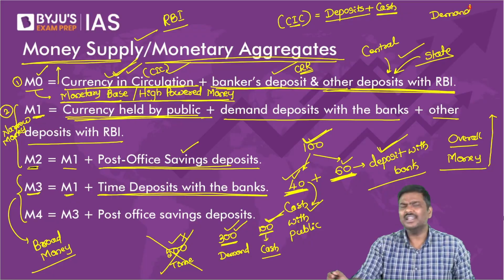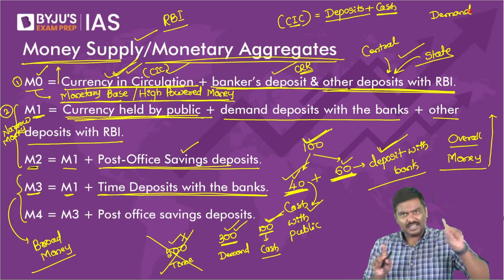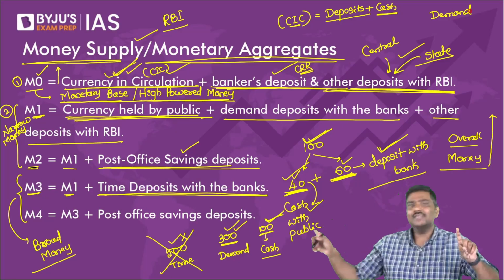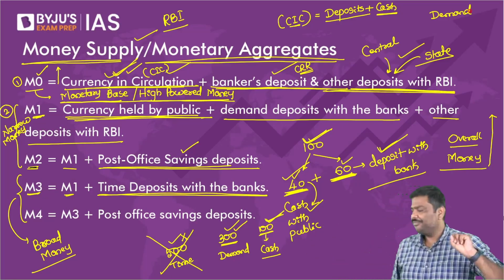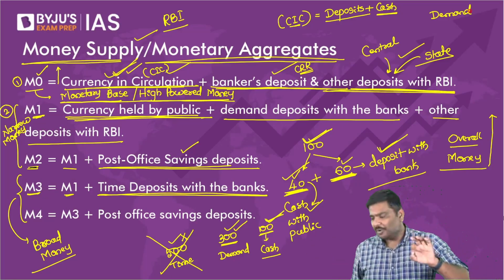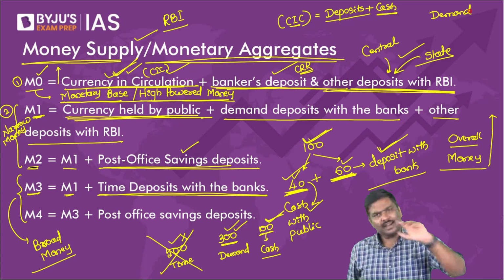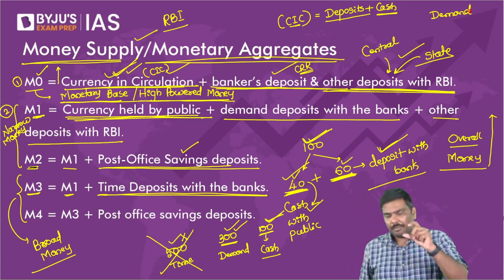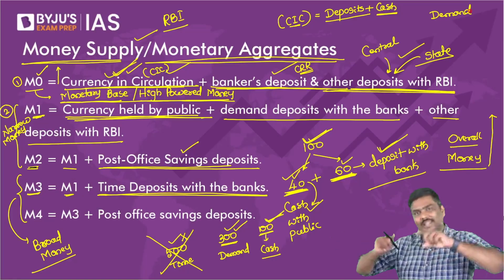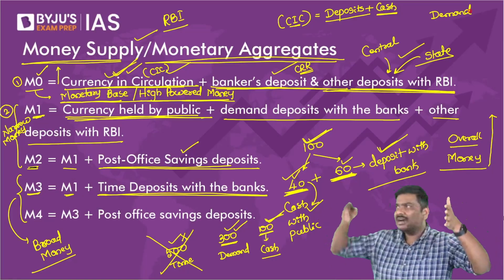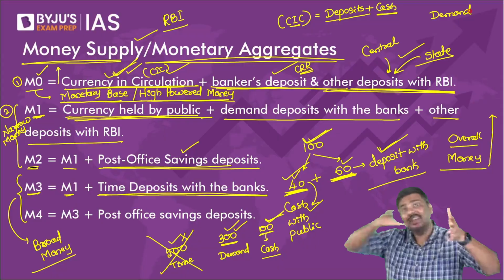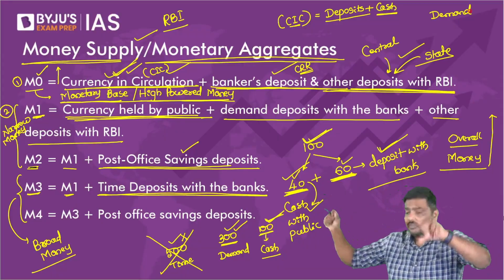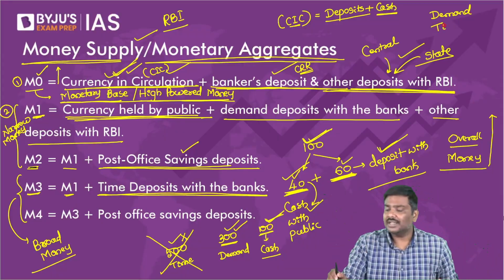In case of a demand deposit, can I say that there is no agreement between the customer and the bank as to when they will withdraw the money? Let me know, correct or wrong? Please correct me if I'm wrong. In demand deposit, there is no contract, no agreement between the customer and the bank as to when the customer will withdraw the money.